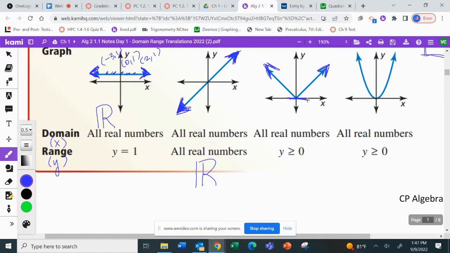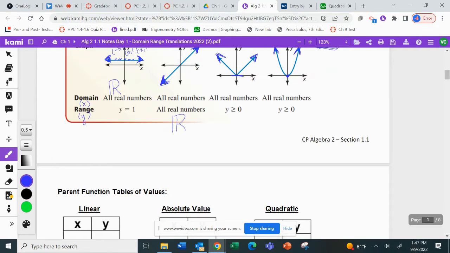And then this last one, the quadratic, if you look at the shape of the V and the shape of the U, they're kind of almost the same when we talk about domain and range. They both go on forever, left or right, all real numbers. They both go down to 0 on the y and then go up from there. So they both have y is greater than or equal to 0. Again, we're not going to do a lot with quadratics yet. We save all that fun for chapter 2 and chapter 3.